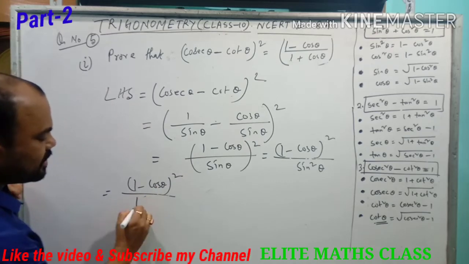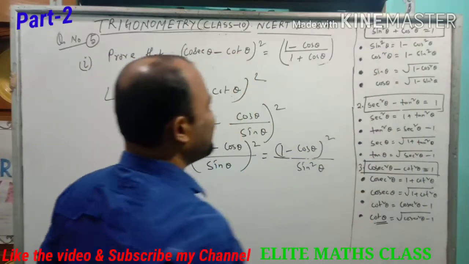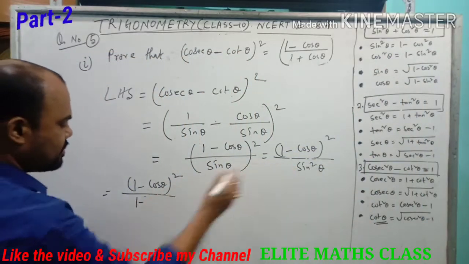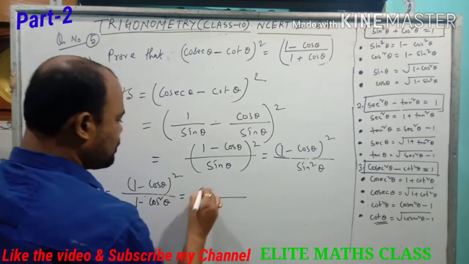Now sine square theta equals, see the identities already written. Sine square theta is 1 minus cos square theta. So in place of sine square theta we can write 1 minus cos square theta. Next, what can we do?